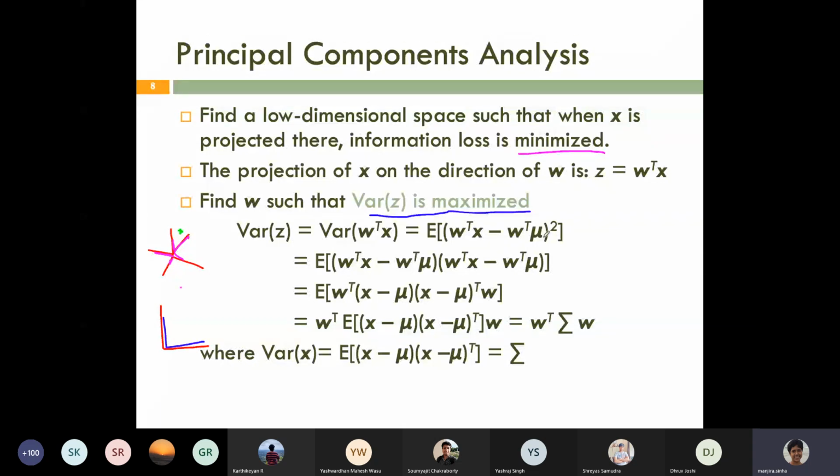And this is the whole square, so we can break it into 2 components. Now we can take this Wᵀ(X minus μ) and (X minus μ) transpose W. So if I take this Wᵀ out, this will be the expectation of (X minus μ)(X minus μ)ᵀ, into W. That means WᵀΣW, where this Σ is equal to the variance of X. So basically, based on the variance of X and our target dimension, we are coming up with the projection. Okay, clear till this point?